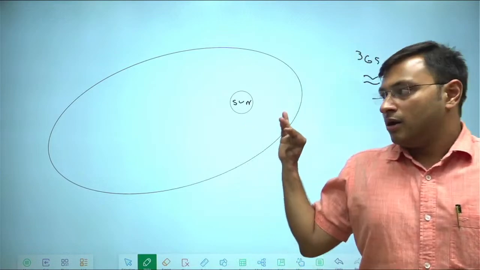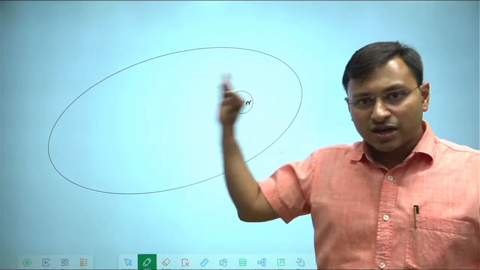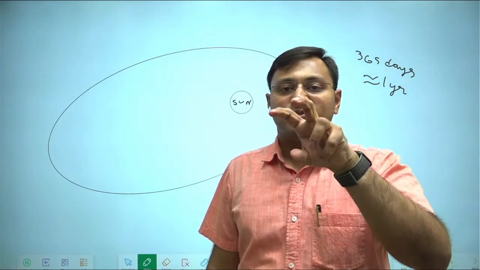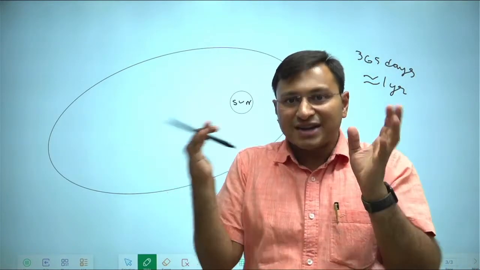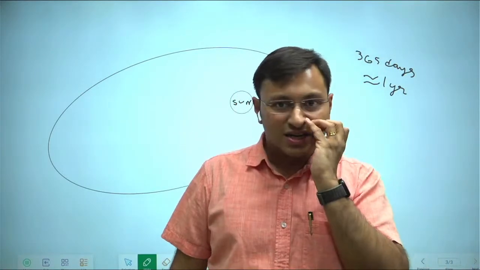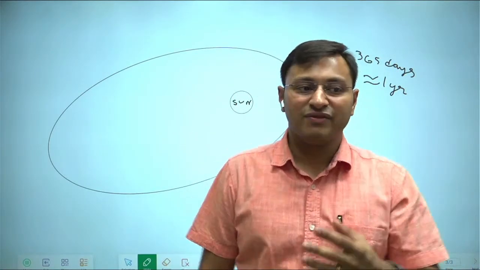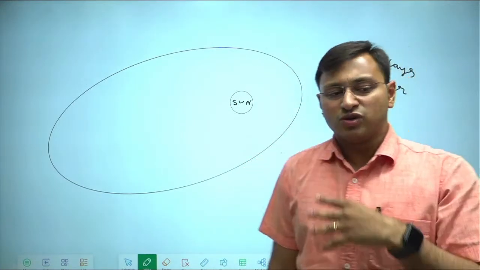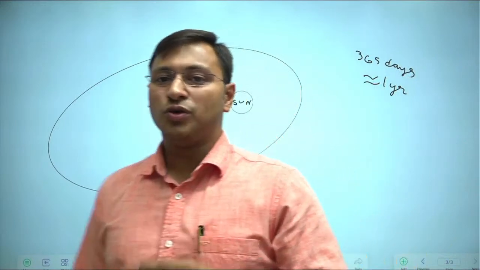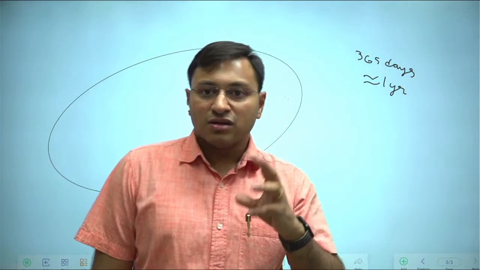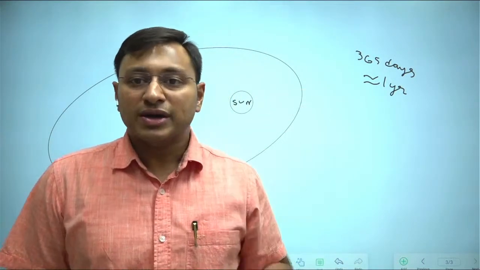And because of this slightly eccentric orbit, because of the Earth's geoidal or spherical shape, which is bulging at the center and flattening at the poles, and because of the axial tilt, we have different seasons and variations in the seasons. So now please focus on the board properly, as I explain how seasons vary and how the different important dates on Earth vary.